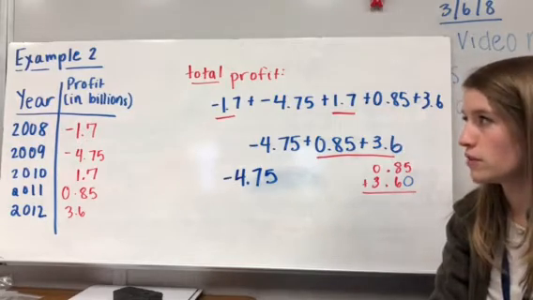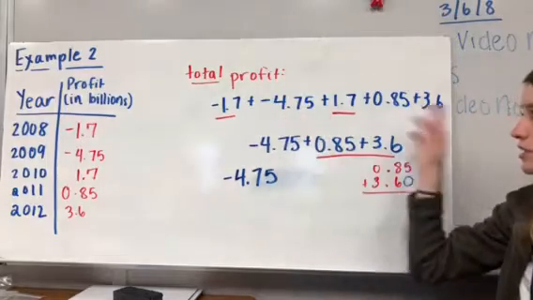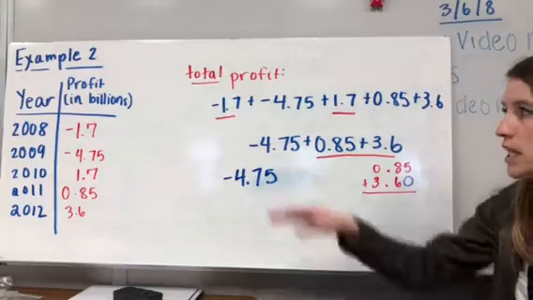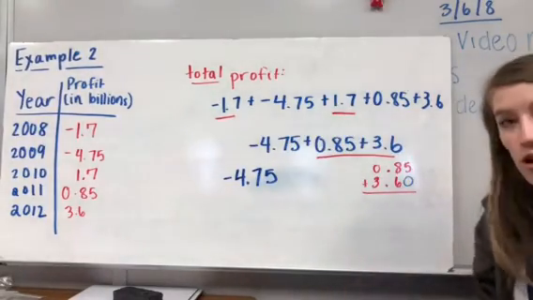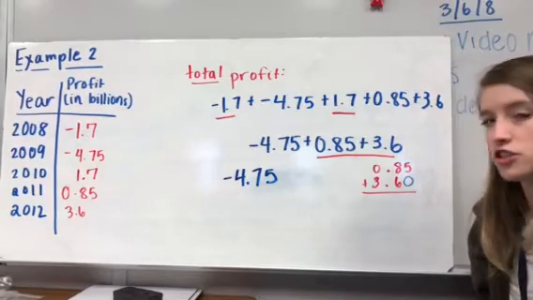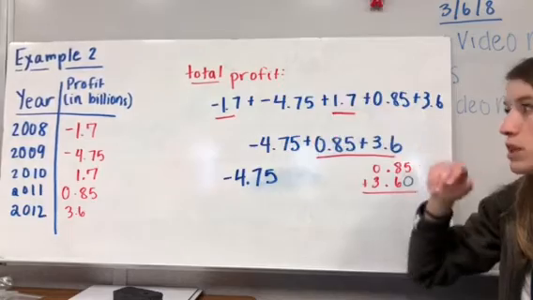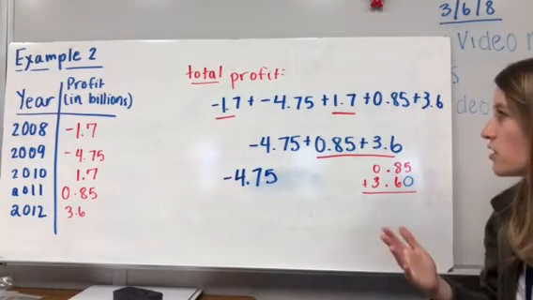Now let's go through some of these. In order to find the total profit, we're going to add all these numbers together. Before we even begin, what I'm seeing here is that I have negative 1.7 and positive 1.7. Those are still additive inverses. It doesn't just have to be integers. Negative 1.7 plus 1.7 would give me 0 because additive inverses added together are 0.